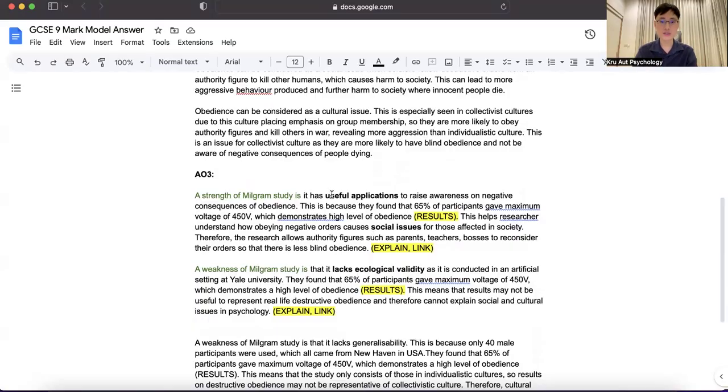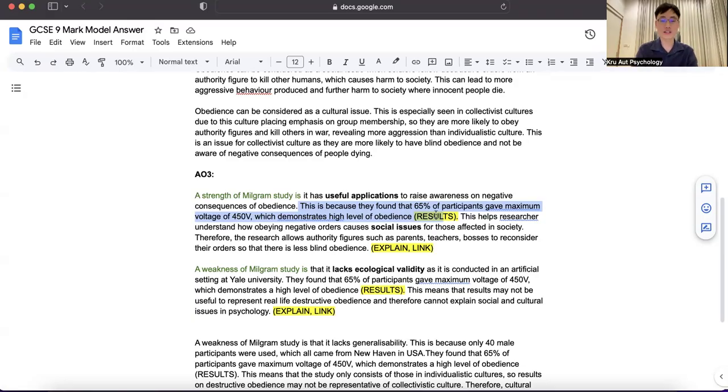So Milgram has useful applications. So we're talking about obedience. If that's something good, then we write that as a strength, usually applications to real life, or we say useful applications or practical applications to raise awareness on negative consequences of obedience. And then we say what the research result is, right? So they found that 65% of participants gave maximum voltage, and being specific here that it's 450 V, and there's high levels of obedience in this research.